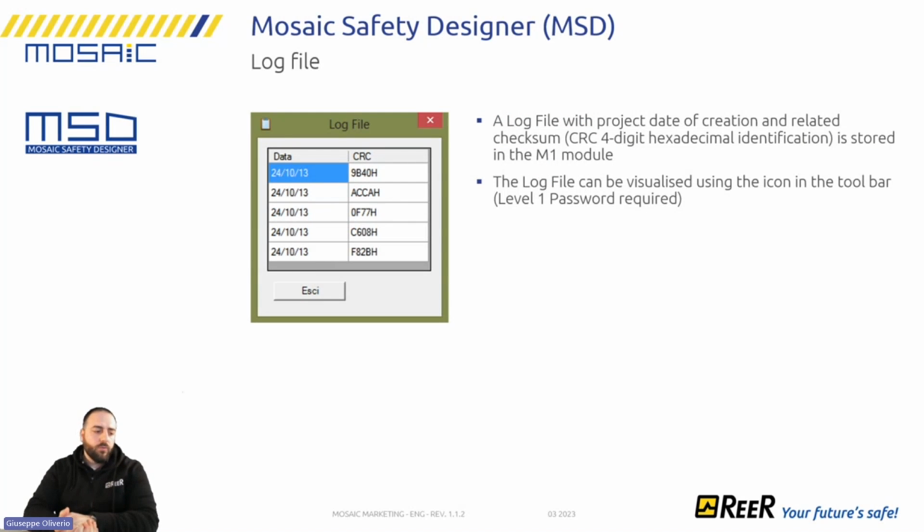Log file. What we have on the log file is the number of downloaded software. So on purpose, we use an old module here. And as you can see, I am able to read that in 2013, we downloaded something into that module. So if something happened, we are also able to provide the data, to read that data about how many times you downloaded something new. And the CRC code is based on the software configuration. So if you have a different CRC code, something happened, something changed.